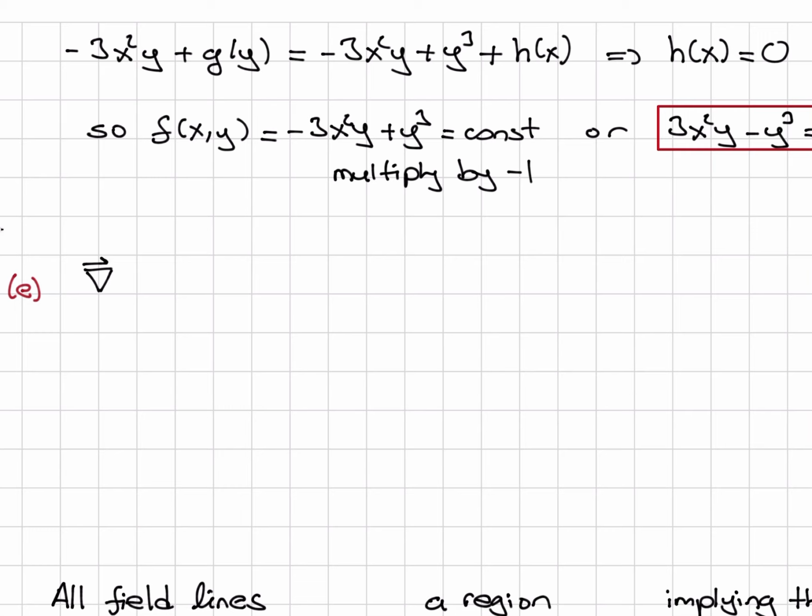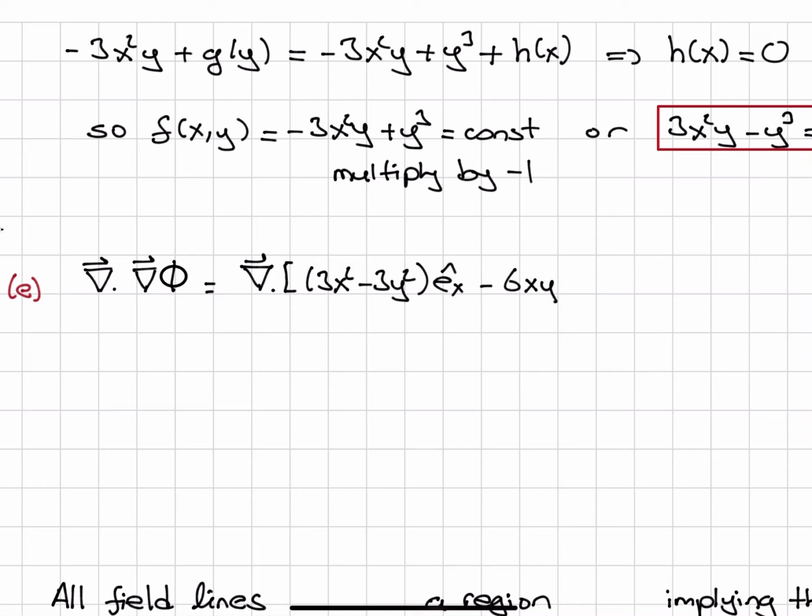Let's calculate this. Divergence of the gradient of phi. This is the divergence of what we have found in part B. So let's copy our answer from part B: 3x squared minus 3y squared ex hat minus 6xy ey hat. That's our gradient. Now we're taking the divergence.